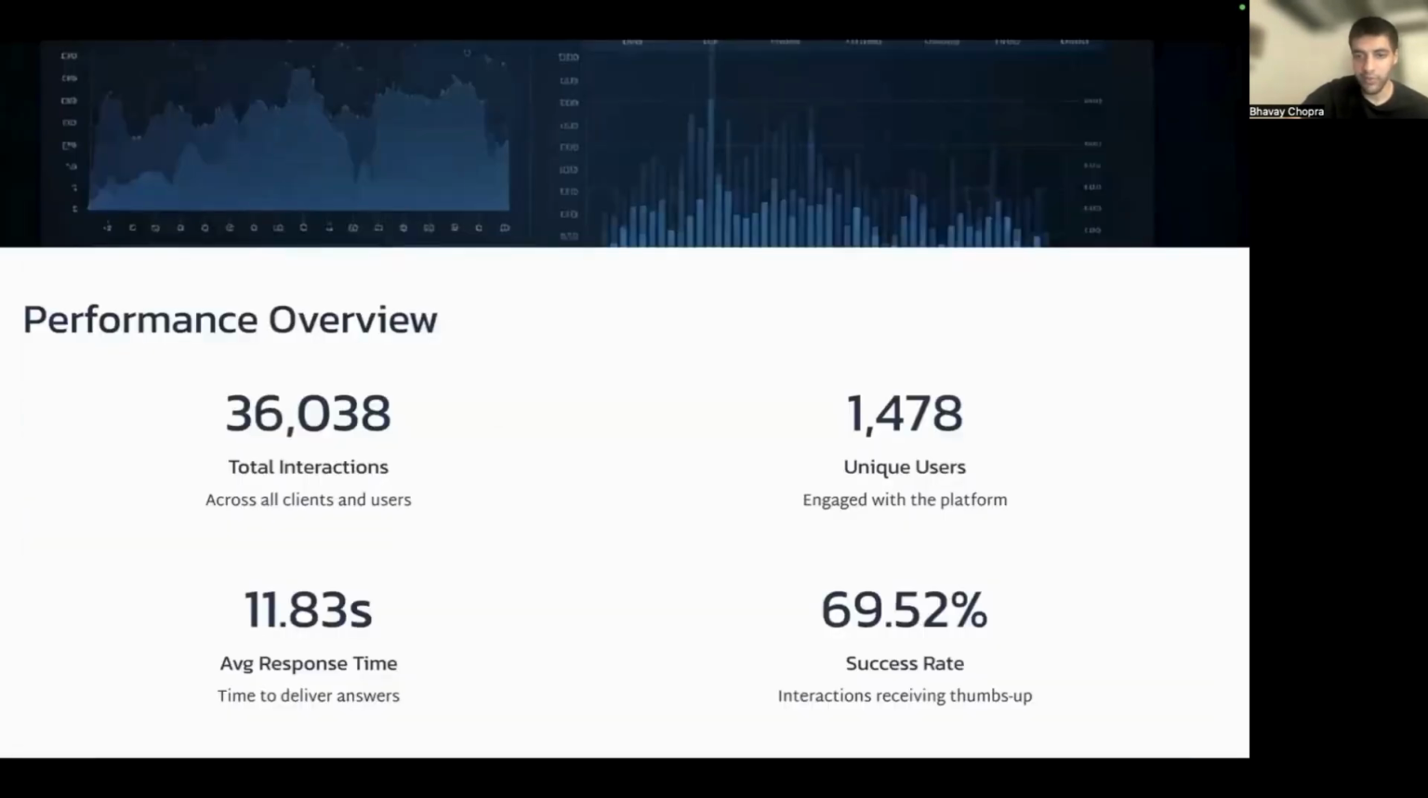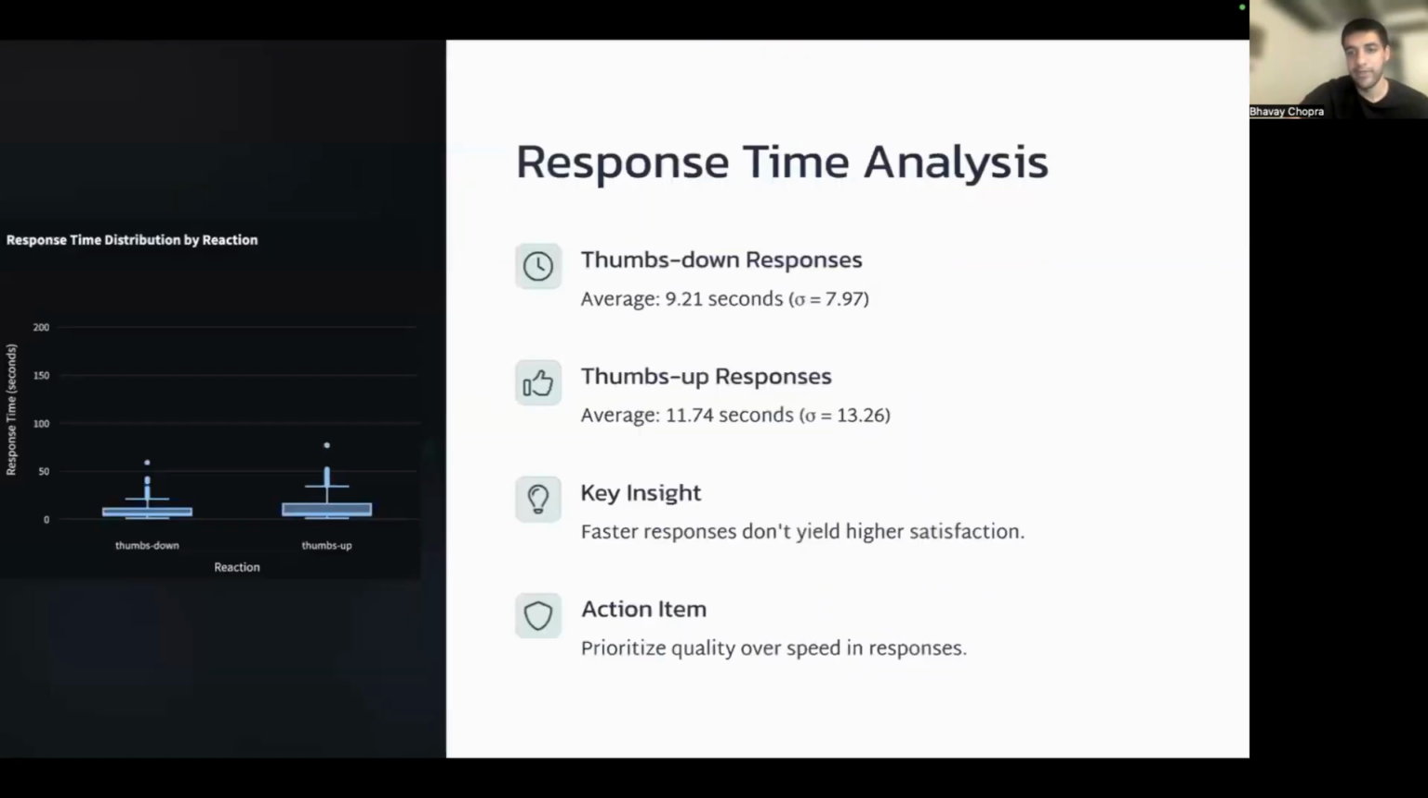There are 1,478 unique users and a total of 36,000 interactions across all users and clients. So let's analyze the response time over here. As you can see, if the reaction by the user was a thumbs up, the average response time in that case was 9.21 seconds with a standard deviation of 7.97. And the thumbs down responses had an average response time of 11.74 seconds.